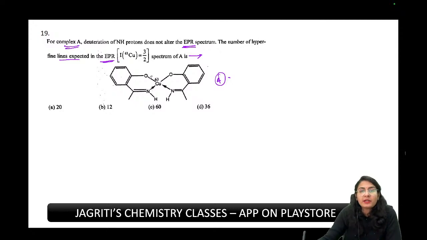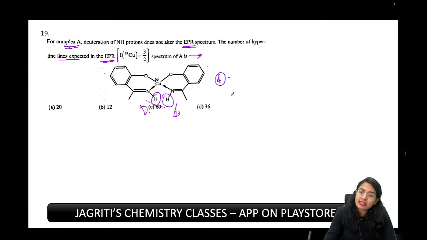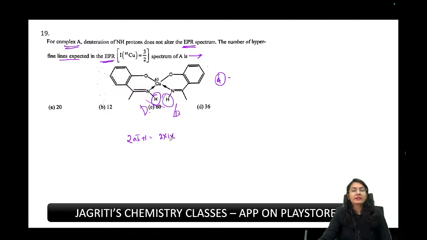इसको कोई फर्क नहीं पड़ रहा. If I'm just removing this hydrogen and if I'm putting a deuterium over here, it is not going to change anything. That means we are not considering the hydrogens into the splitting of signals. ये जो 2nI plus 1 है, ये कॉपर के इलेक्ट्रॉन के लिए लगाएंगे. So 2 into n and 3 by 2.